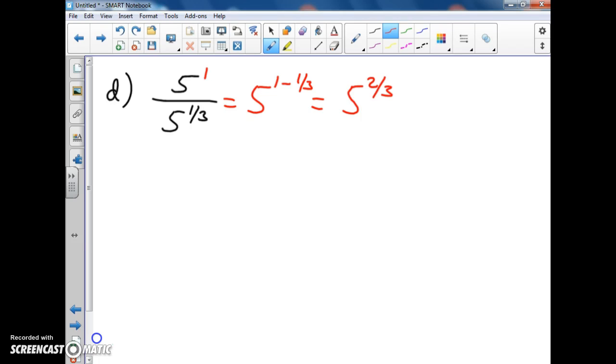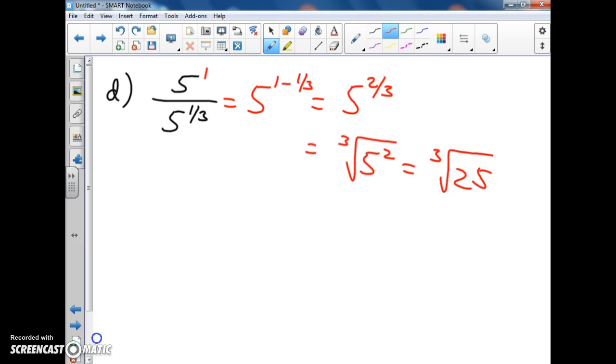The cube root of 5 squared. Very good. It means the cube root of 5 squared. Okay, all right. So now what's 5 times 5? 25. Okay, so the cube root of 25, right?